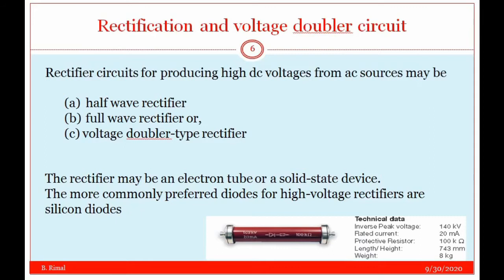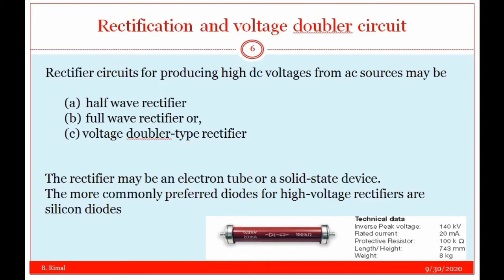Rectification and voltage doubler circuit. We all know rectification might be half wave or full wave rectification. We will discuss half wave and full wave rectification here, and we will also discuss the voltage doubler type rectifier. Rectification may be done with electron tubes or solid state devices. Solid state devices means semiconductor devices. The more commonly preferred diodes for high voltage rectification are silicon diodes, power electronics diodes.